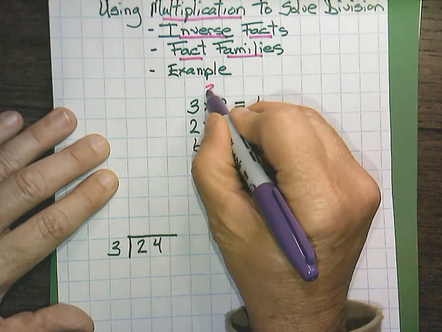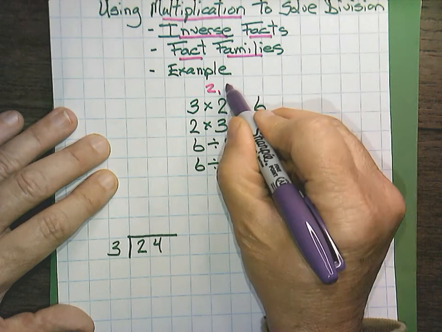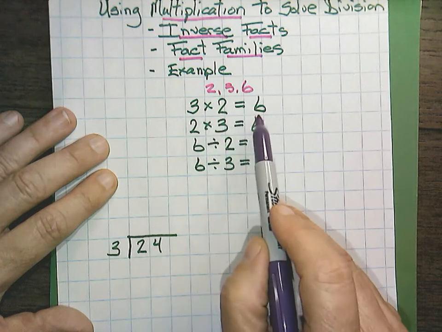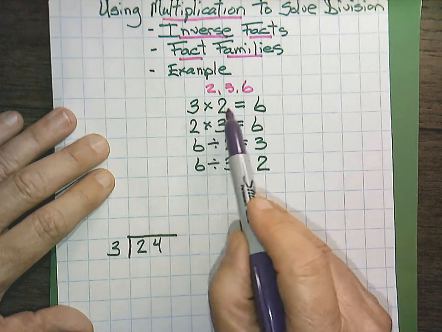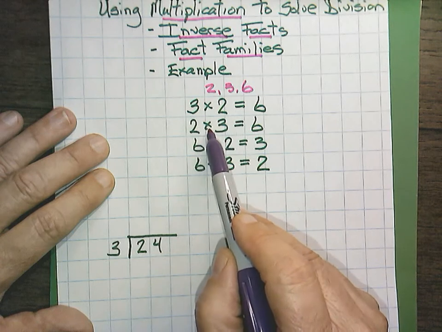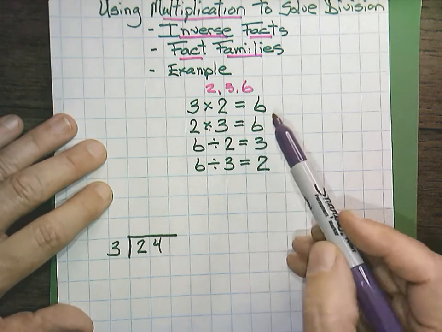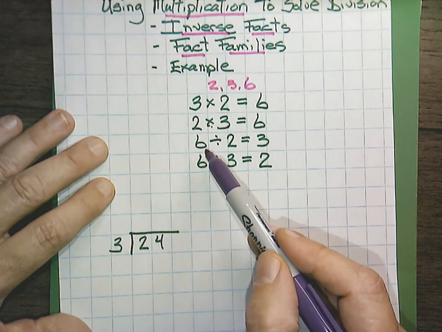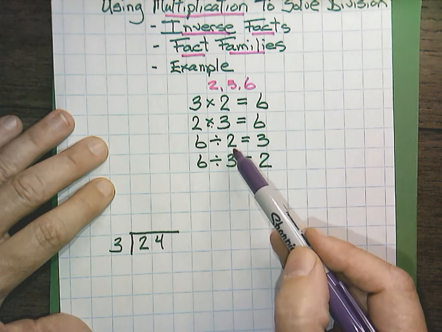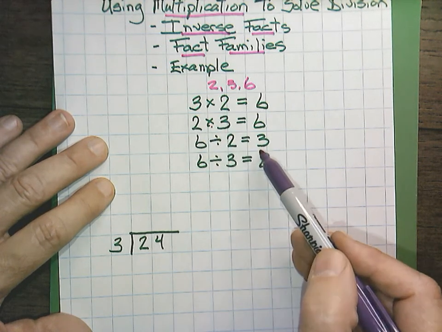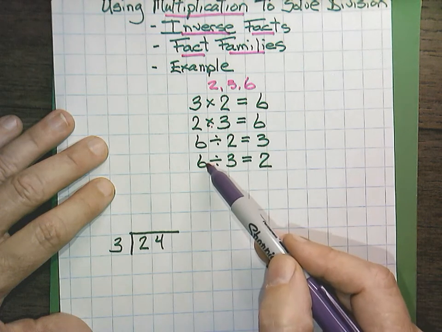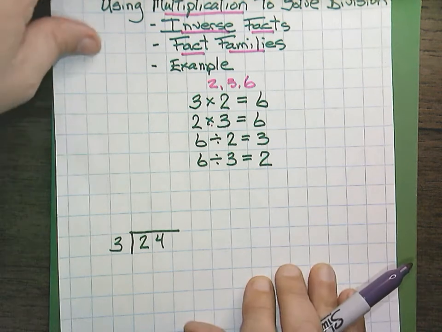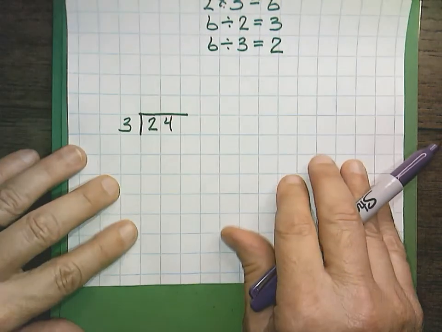some facts that involve numbers 2, 3, and 6, we could say that 3 times 2 equals 6. Or we could switch our factors here and say 2 times 3 equals 6. We could also use the same numbers to do division. For example, 6 divided by 2 is equal to 3. Or we could say 6 divided by 3 is equal to 2. Well, that becomes very helpful when we use today's strategy.